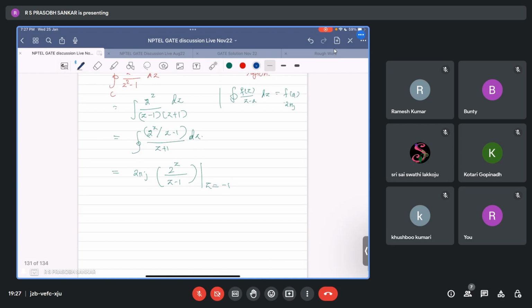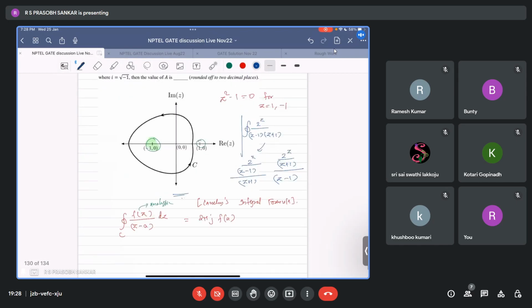Okay, yeah. We need to validate this thing. So this is like 2 pi j times 2 raised to minus 1 by minus 1 minus 1. This is like minus 2 pi j times 2 inverse by 2. And okay, that's fine. That is like minus pi j by 2.